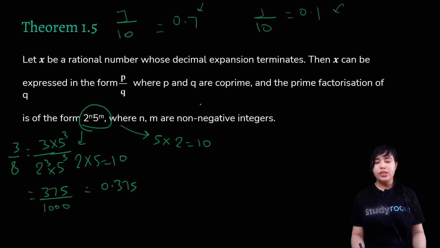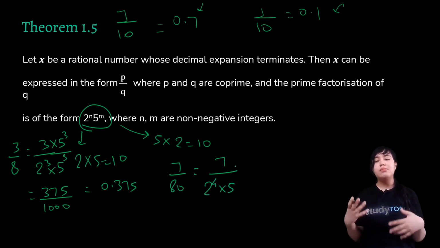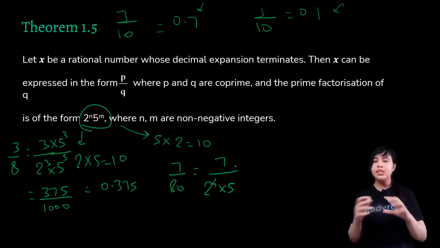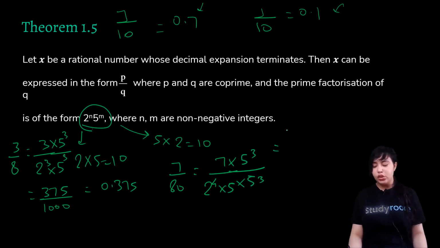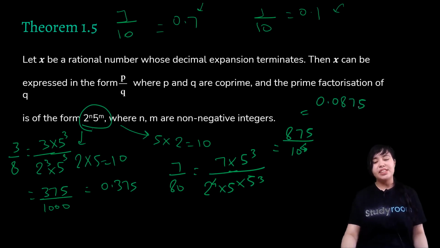Now if I give you, instead of 3 by 8, say I give you 7 upon 80. Now I can write this 80 as 2 to the power 4 into 5. Here I can still multiply it by some factors so that the denominator becomes a multiple of 10. So again, let me multiply numerator and denominator by 125, which is nothing but 5 to the power 3. On solving this, you will get 875 upon 10 to the power 4. Now you can write it like 0.0875, which again is terminating.